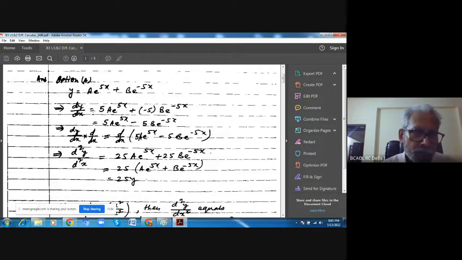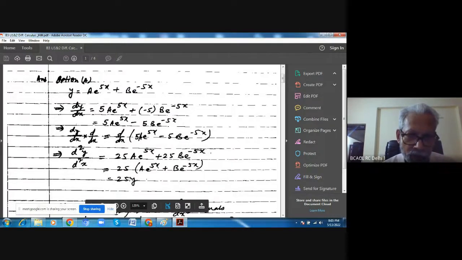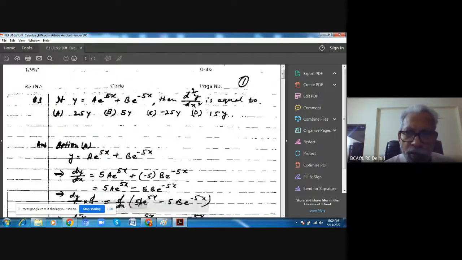So here, dy by dx, then again d by dx. Then again you have to do the same thing. Then you can get it into by y. So that means the answer is 25. A is the correct answer.